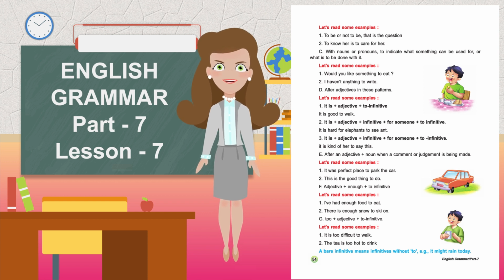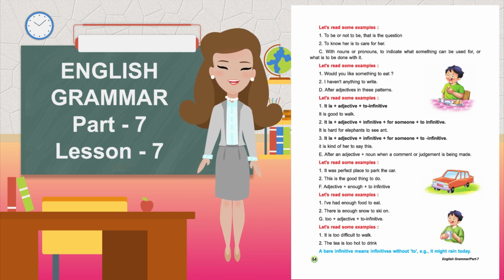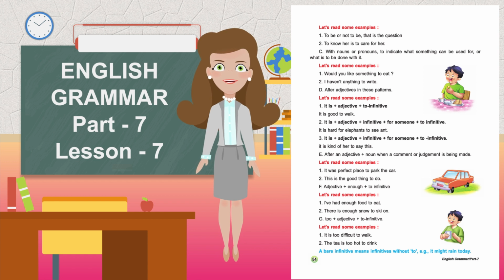E. After an adjective plus noun when a comment or judgment is being made. Let's read some examples. It was a perfect place to park the car. This is the good thing to do.